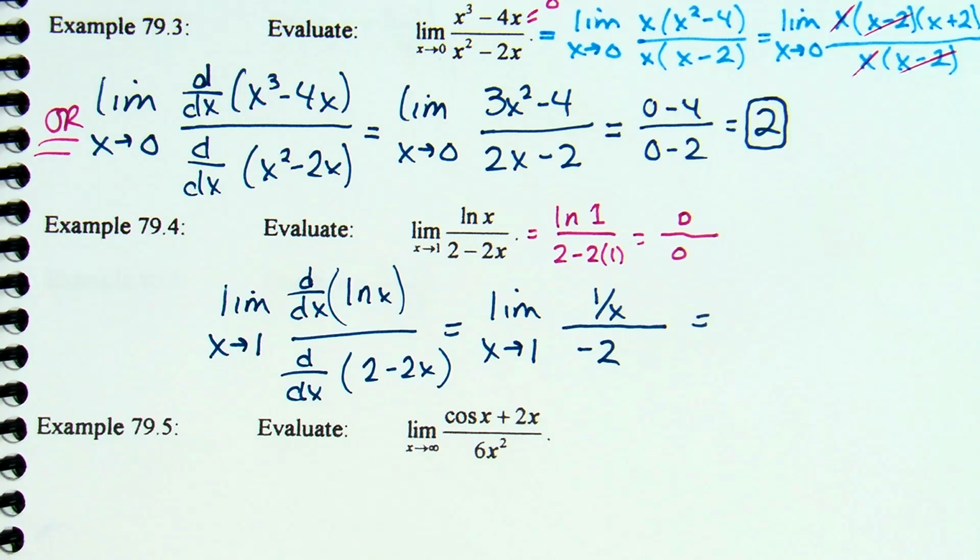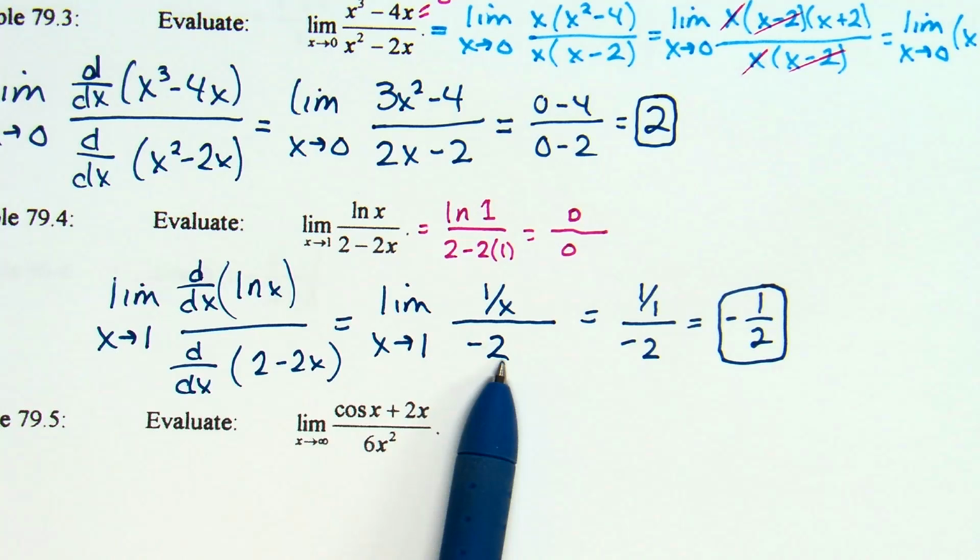Now, for the benefit of what we're doing here, you can just continue. You don't have to make that better form. 1 over x becomes 1 over 1 over negative 2. This answer becomes negative 1/2.